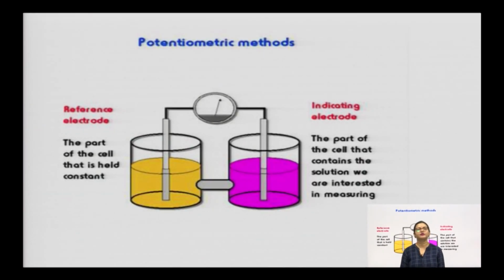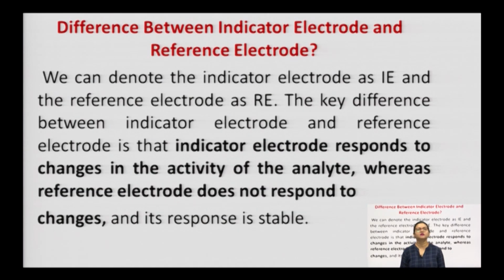This is the diagram of a potentiometric cell. Then what is the key difference between indicator electrode and reference electrode? Indicator electrode changes over the entire process, but reference electrode remains stable, remains insensitive.